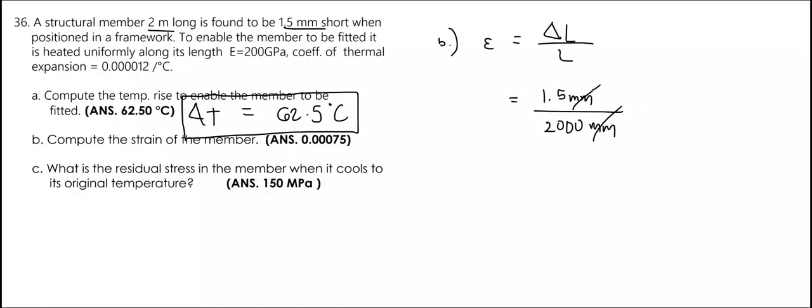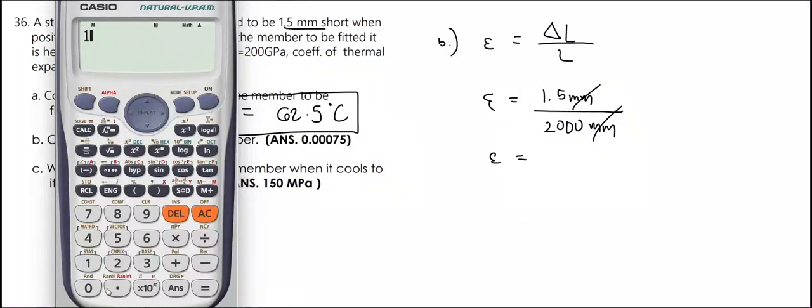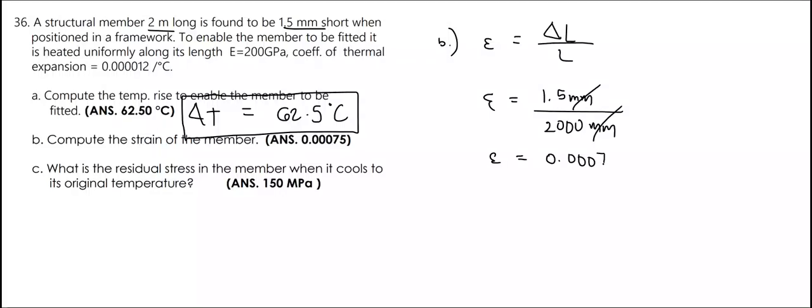We can cancel units, so we have strain, that is a dimensionless quantity having a value of 1.5 divided by 2000, that is equal to 0.00075. That is the answer to the second problem.